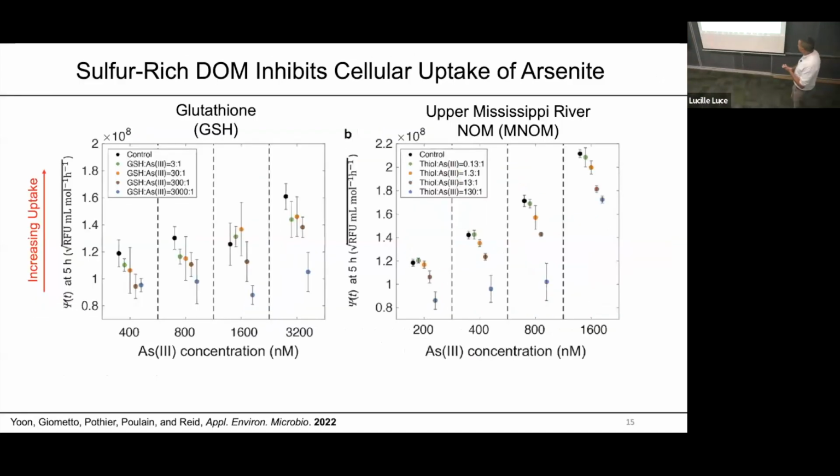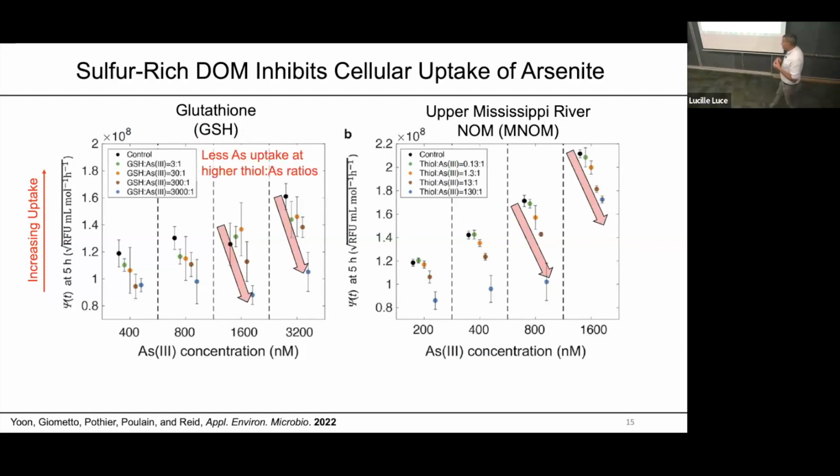And so we also then were interested in the role of sulfur-rich DOM due to the role of thiol ligands in complexing arsenic. I mentioned earlier that arsenic has a high affinity for sulfur. Okay, so thiol ligands in dissolved organic matter have a very high affinity for arsenite. We also studied the model compound glutathione here. And what we saw is that across a range of arsenic concentrations, when we increased the thiol to arsenite ratio, we saw decreasing uptake of arsenic. Okay, so basically more DOM, less uptake. It's consistent with what we saw in that previous figure.